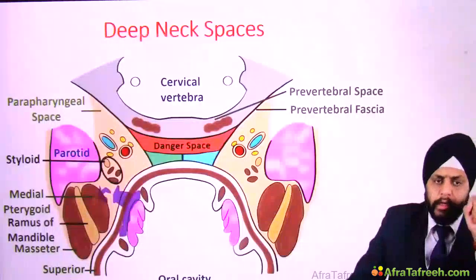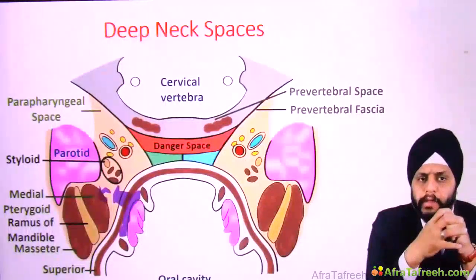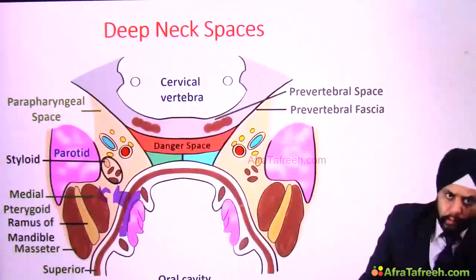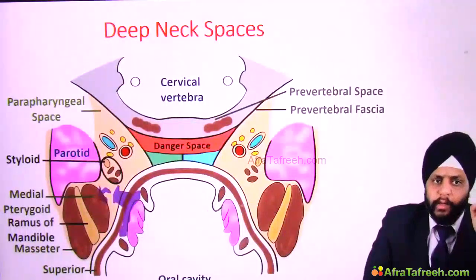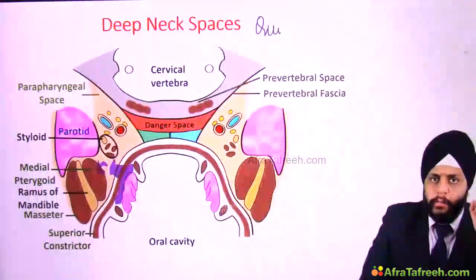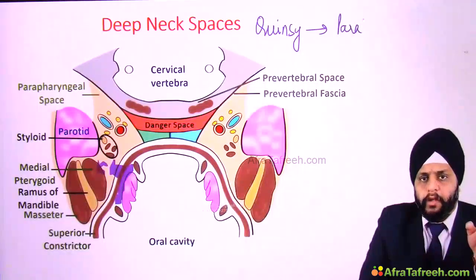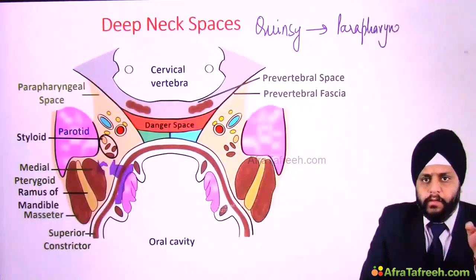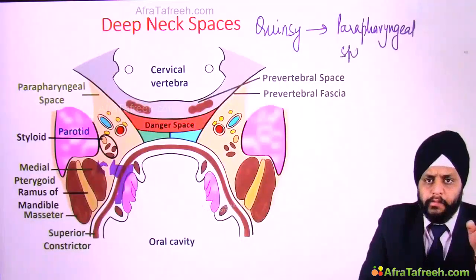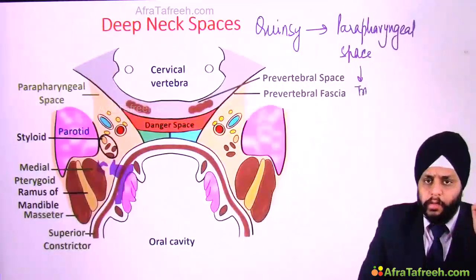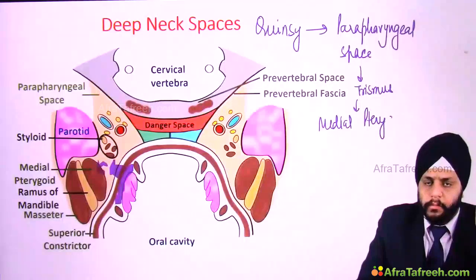So remember, the medial pterygoid has entered into the masticator space. Now the medial pterygoid has undergone spasm, and the patient has trismus. So if a patient has quinsy, it may spread to the parapharyngeal space. It can form a parapharyngeal space abscess and it can cause trismus. This is again because of involvement of the medial pterygoid muscle.